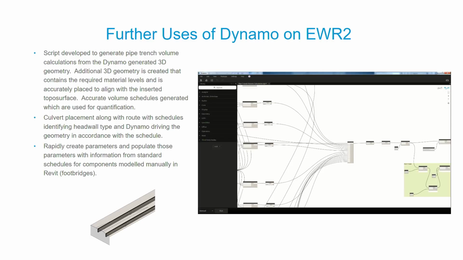There's also the opportunity to populate models that we perhaps receive that are lacking in data. So we do receive those where there's so much information missing, and we can use Dynamo to rapidly push information back into the model.